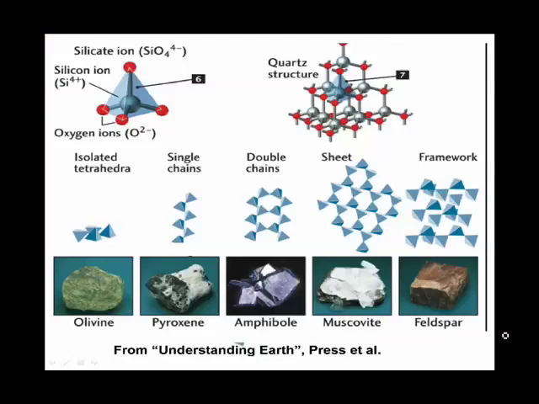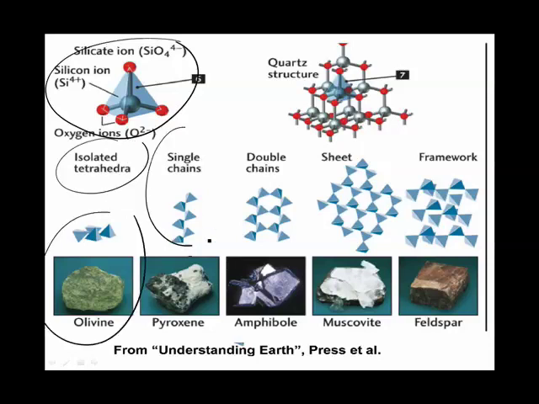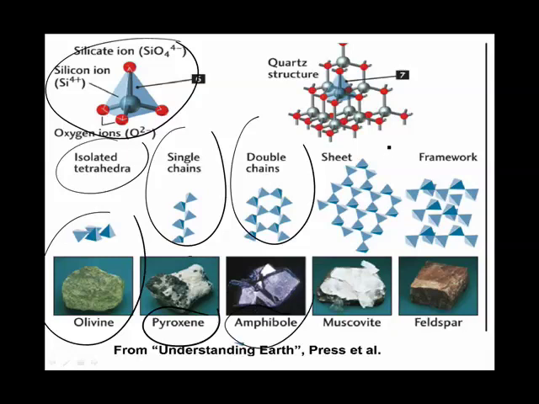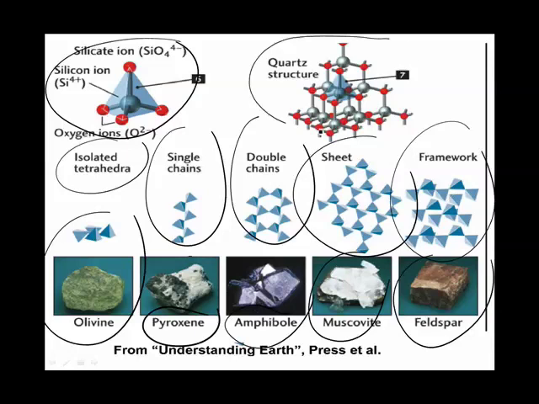Hopefully, the next time you take a look at a textbook and you see something like this, you'll see that tetrahedron, SiO4, makes sense. We have our isolated, olivine, single chain, pyroxene, double chain, amphibole, sheet, muscovite, and framework silicates, feldspar, and quartz. And you look at that and say, yeah, that makes sense. If so, I've done my job.